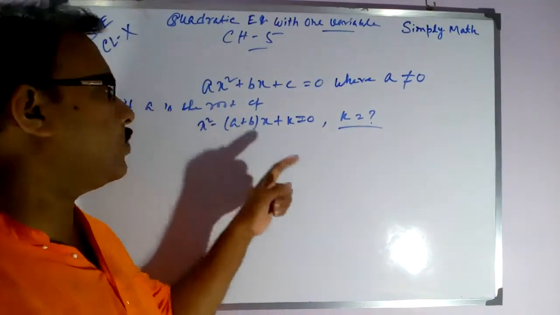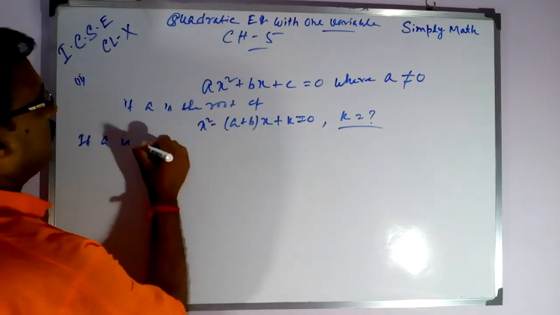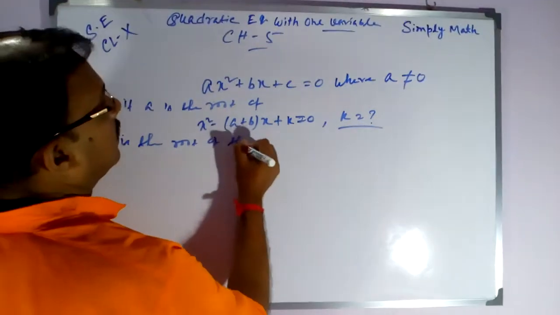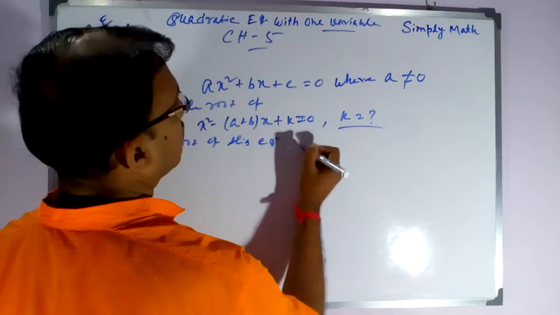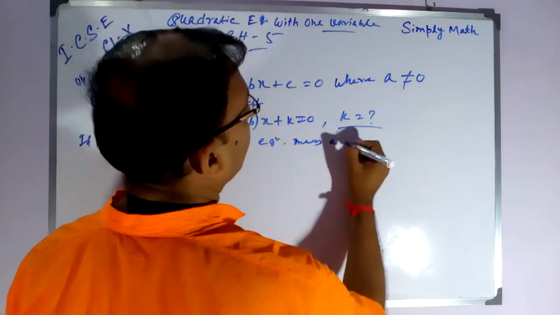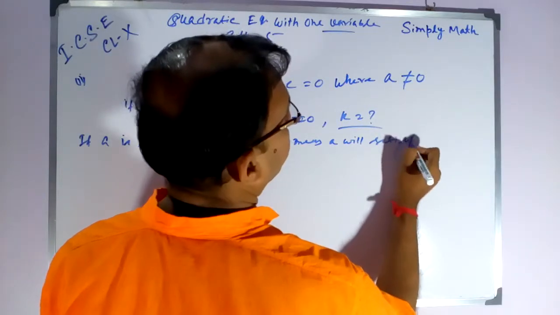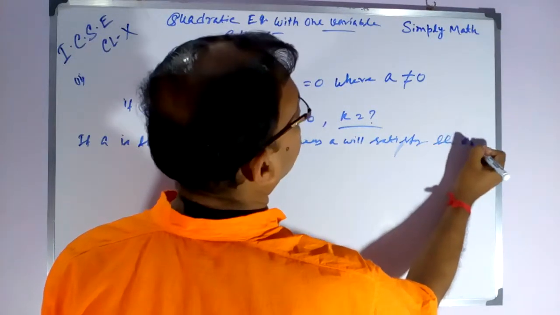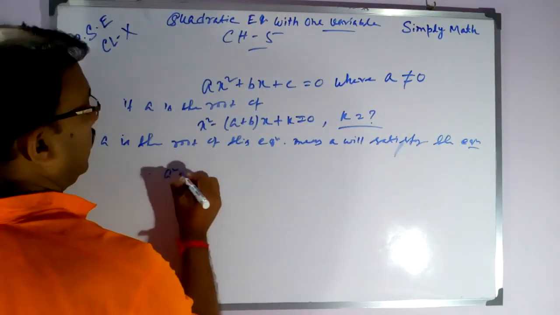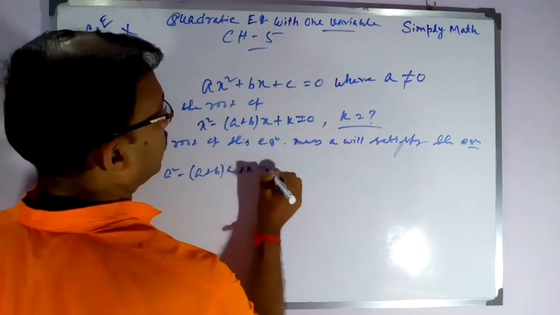If a is the root of this equation, it means a will satisfy the equation. Means a square minus a plus b into a plus k is equal to 0.